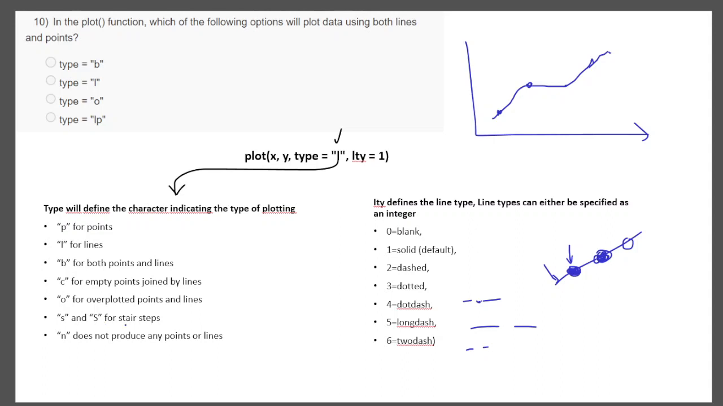As for S, the stair steps, I have not used it. Let me check. And n does not produce any points. This one I will check and tell you, I forgot. So n does not produce any points or lines.